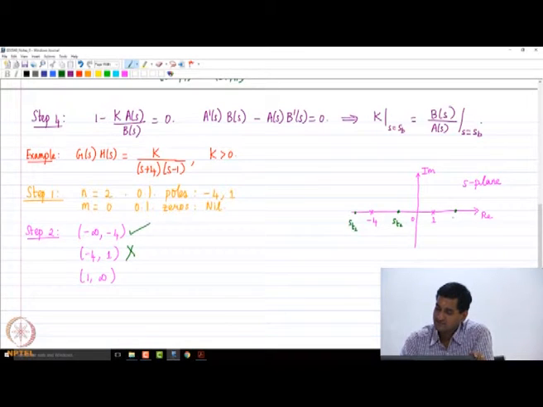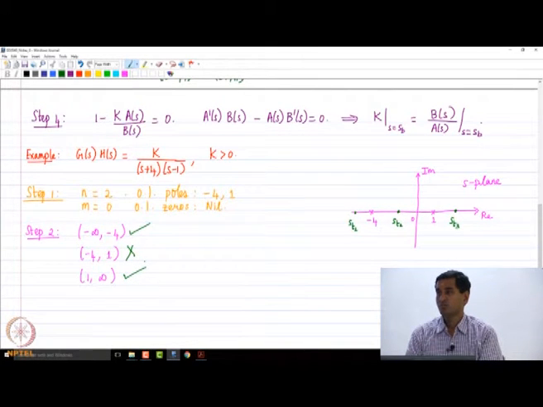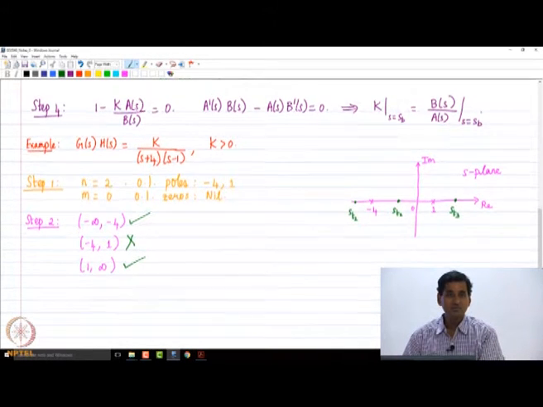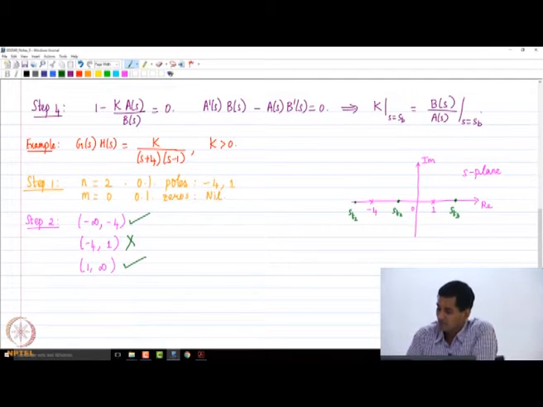So now let's take a test point between 1 and infinity. You can immediately see that there are no real open loop poles and open loop zeros to the right. So the region 1 to infinity lies on the root locus. Immediately you can see a change in the way the root locus is going to evolve. Consequently, one branch is going to start from -4 in this direction, and the other branch is going to start from +1 in this direction.